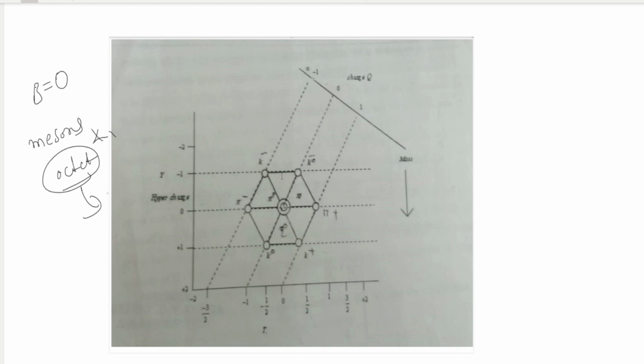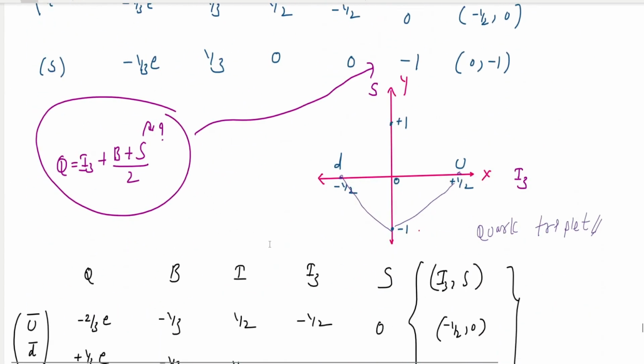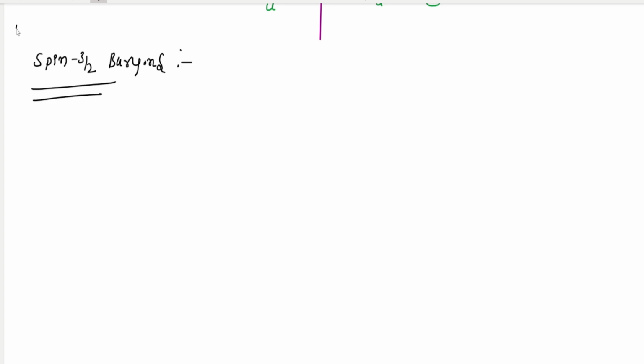And spin 3 by 2 baryons are also there. So here I'm going to give these baryons with spin 3 divided by 2. You can arrange them. You can try this as an exercise. So first we need to know what the spin 3 by 2 baryons are, right?